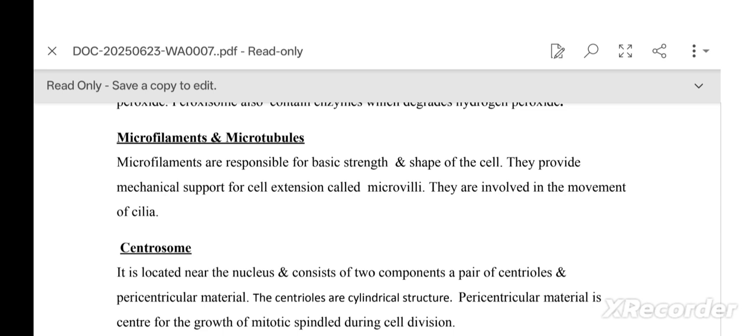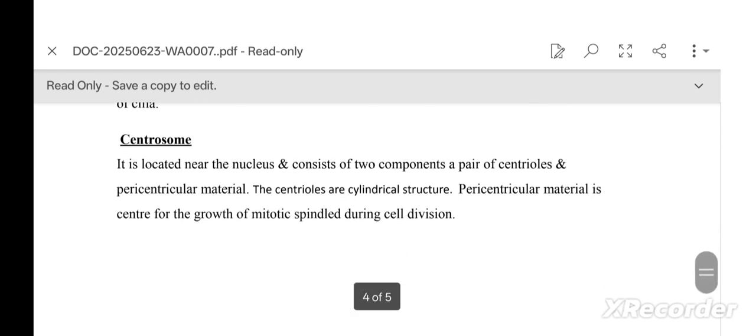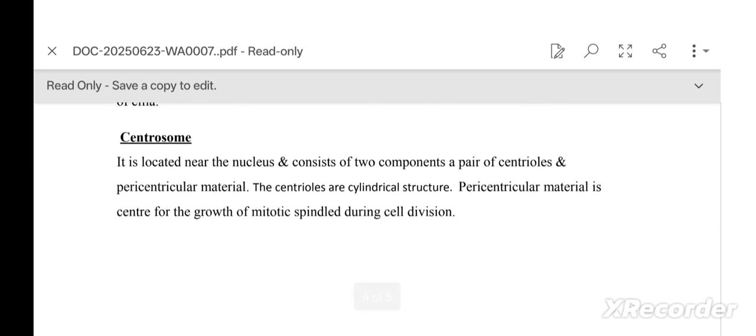Now microfilaments and microtubules. Microfilaments are responsible for the basic strength and shape of the cell. They provide mechanical support for cell extensions called microvilli. They are involved in movement of the cilia. Now centrosome. It is located near the nucleus and consists of two components, a pair of centrioles and pericentriolar material. The centrioles are cylindrical structures. Pericentriolar material is a center for the growth of the mitotic spindle during cell division.